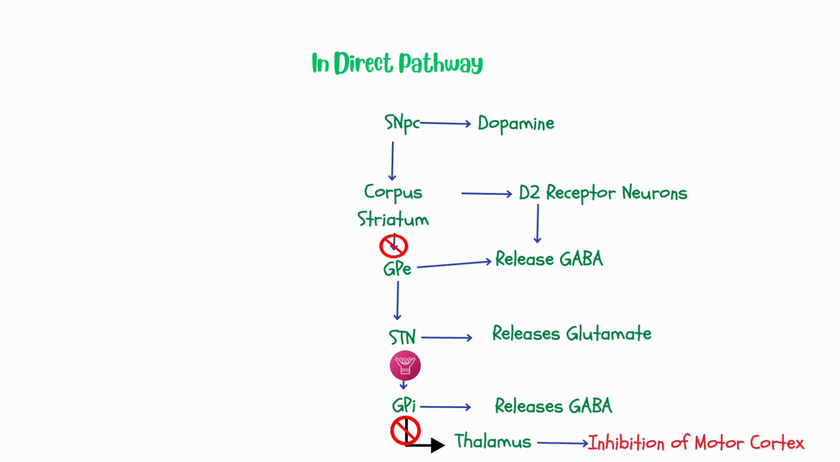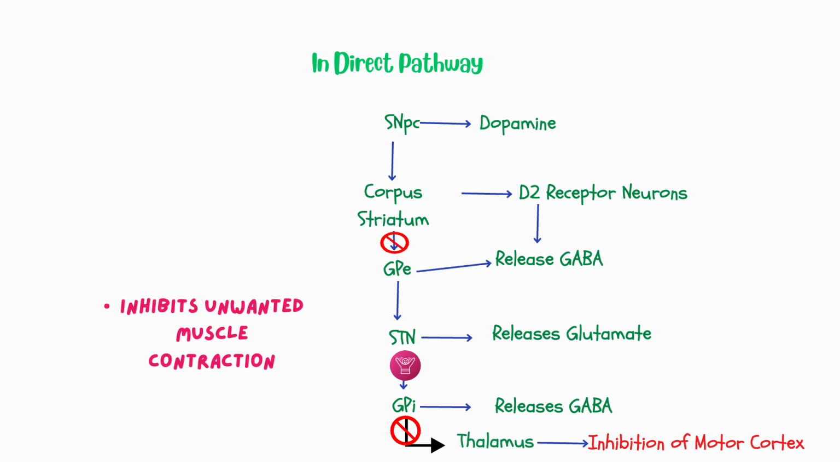So even though it might seem like the indirect pathway wants to sabotage the direct pathway, it helps the motor cortex by suppressing unwanted muscle contractions while producing voluntary movements.